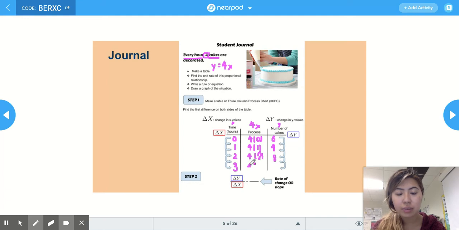4 times 3 is 12. And so the change in y values from 0 to 4, or the difference, is we're adding 4, positive 4. From 4 to 8, we're adding 4. From 8 to 12, we're adding 4. So our change in y values is we're adding 4.